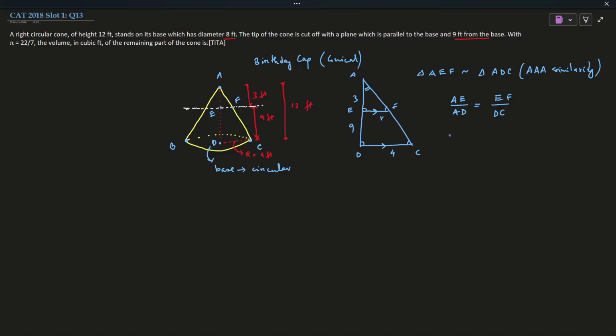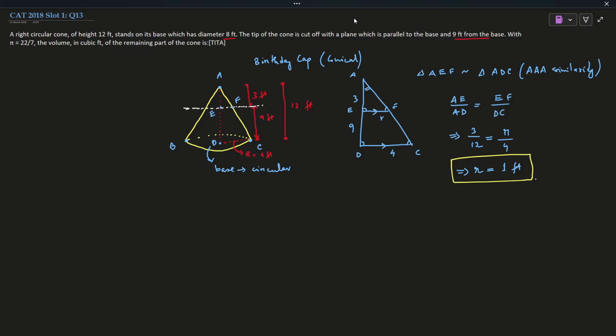DC. What is AE, guys? AE is 3 feet. AD is 12. What is EF? Smaller, R. What is DC? It is 4. So from here, R is equal to 1 feet. Okay, R is equal to 1 feet.